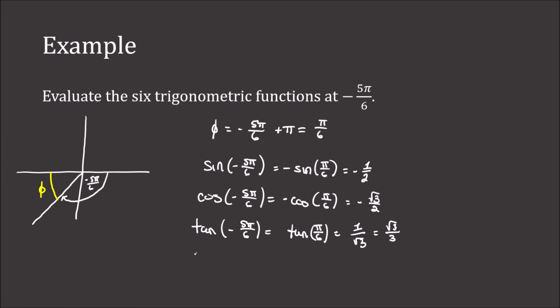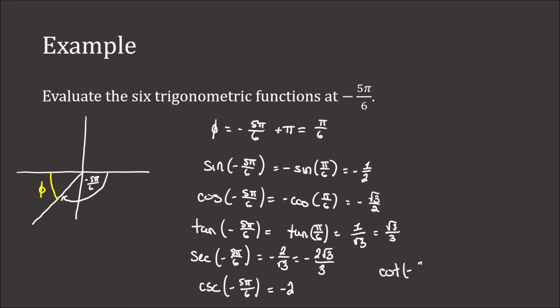If we look at the secant of negative 5 pi over 6, that's going to be 1 over cosine, so it'd be negative 2 over root 3, or negative 2 root 3 over 3. Cosecant of negative 5 pi over 6 is 1 over negative sine, so it's negative 2. And finally, the cotangent of negative 5 pi over 6 is going to be 1 over the tangent, so it would be square root of 3.